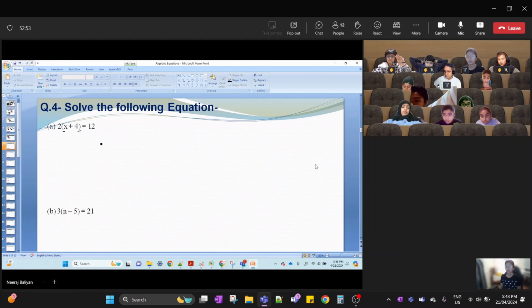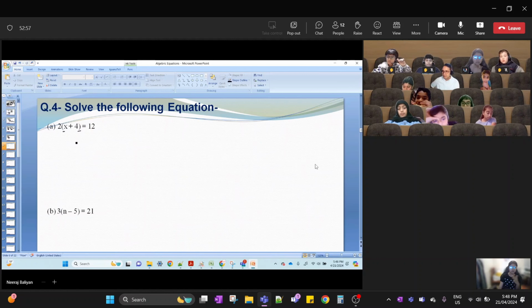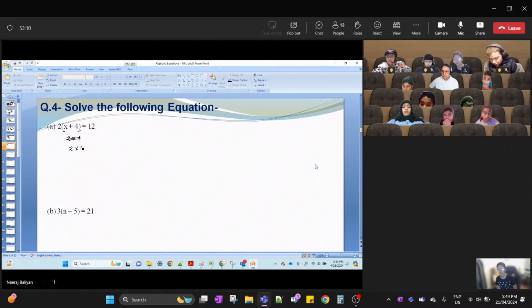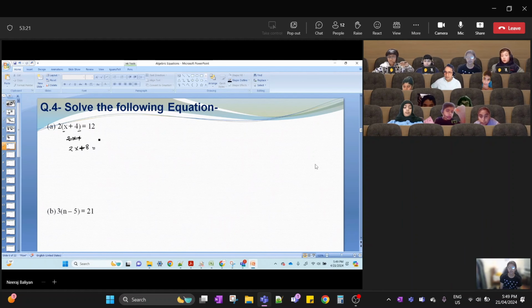If you remove the brackets, the equation would be 2x plus 4 equals 12. So then 2x plus 8. Sorry, 2x plus 8. There is no sorry, Sanchi. Once you make a mistake, it means your answer is wrong, right? So be careful what you're saying. So it would be 2x plus 8 equals 12.